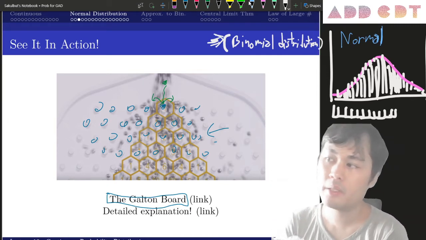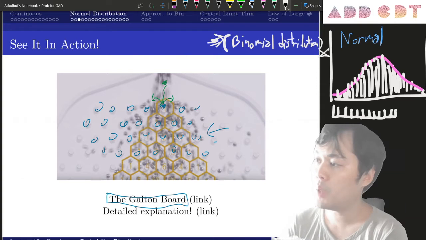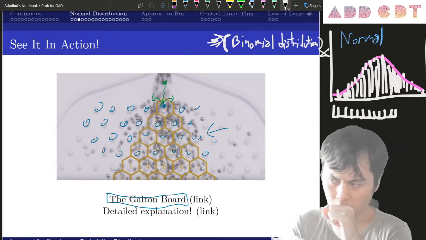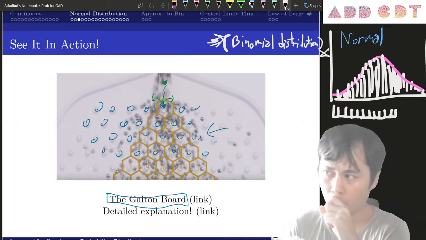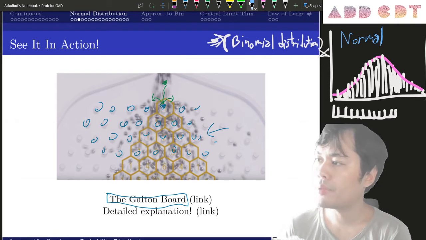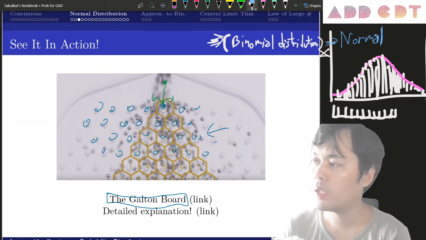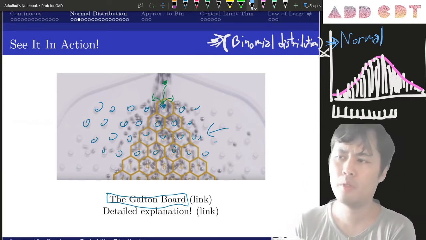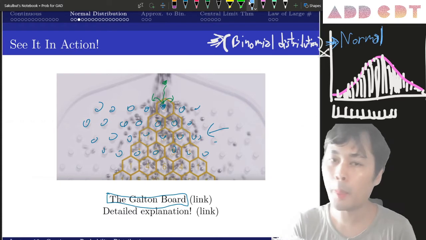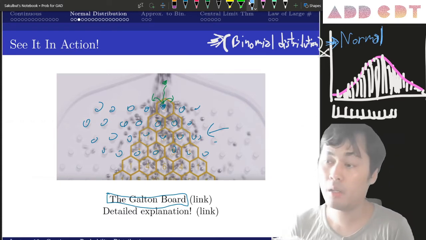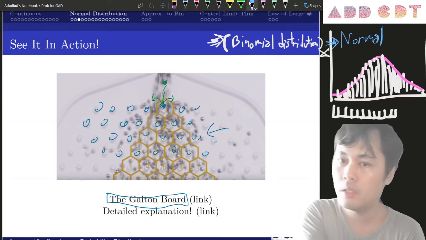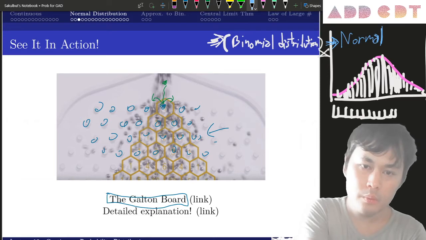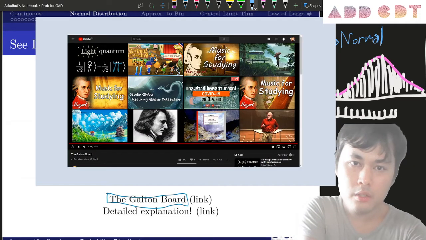In this experiment, it's also the binomial distribution, but with a large enough number of balls and a wide enough board, that binomial distribution can be approximated by the normal distribution, which we're going to see in a moment. If you want to look at the details and explanations on how the current board works, you can go to that link below.